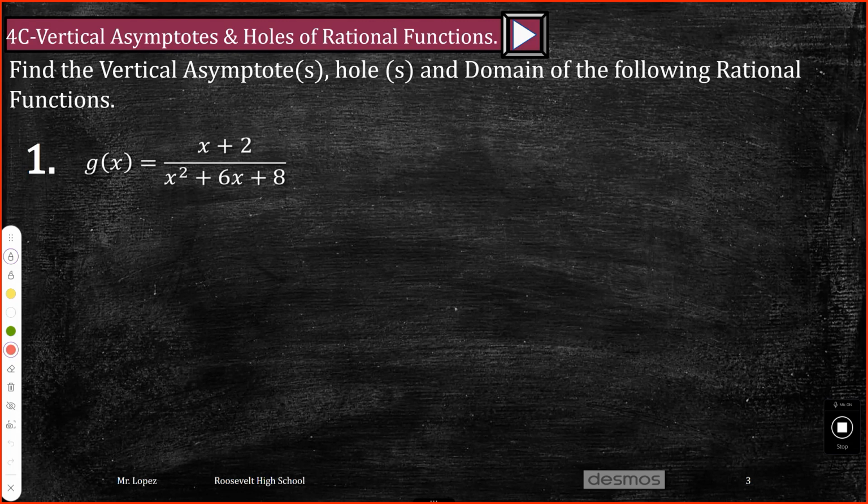So we're finding the vertical asymptotes, the holes, and then the domain of the following rational functions. Function 1 here, g of x equals this. Let's go ahead and graph it and see where the vertical asymptotes are. Should we, or should we do the work first? Let's go ahead and find the vertical asymptotes, the holes, and the domain. Let's do that first, and then we graph it.